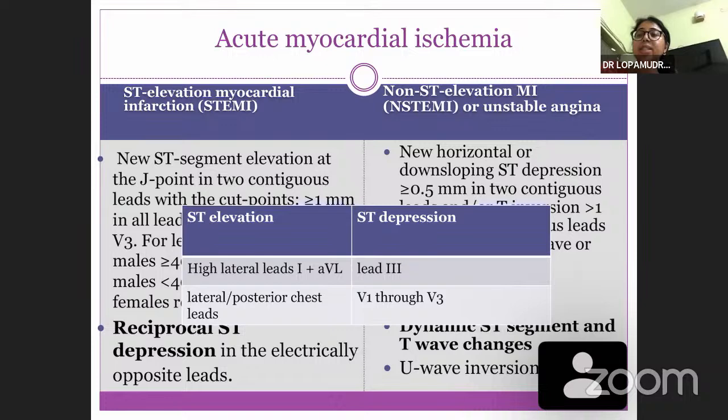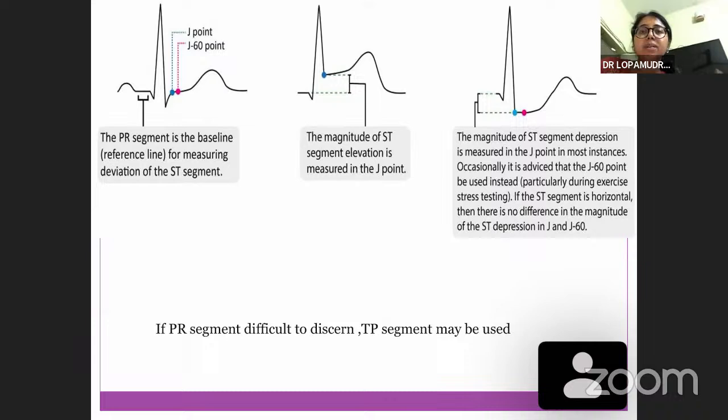So here we can see that we need to measure this ST elevation at the J point. And we have to compare this elevation with the baseline. The isoelectric baseline mostly is taken as the TP segment or PR segment. And sometimes in case of TMT or exercise testing, we take a J60 point, that is 60 milliseconds after the J point, that is the point between the end of QRS and the beginning of the ST segment. But if the ST segment is horizontal, then the J point and J60 point will be the same.